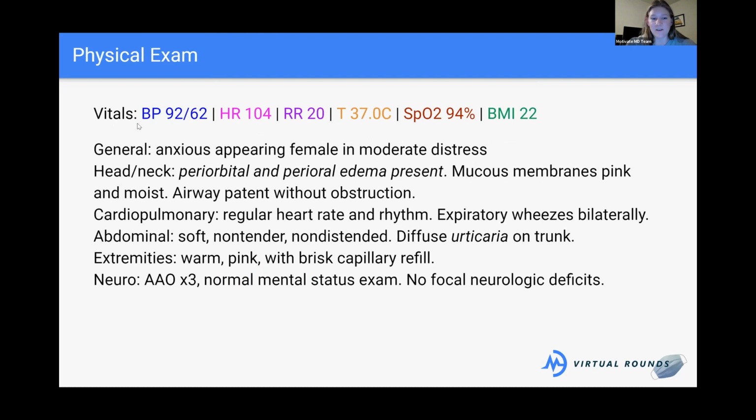And I'll have you guys just take a look at these and let me know what you think is abnormal with her vitals. So blood pressure is 92/62, heart rate 104, respiratory rate of 20, her temperature is 37 degrees Celsius or 98.6 degrees Fahrenheit, and her oxygen concentration is 94%, BMI is 22. So that's a normal BMI range.